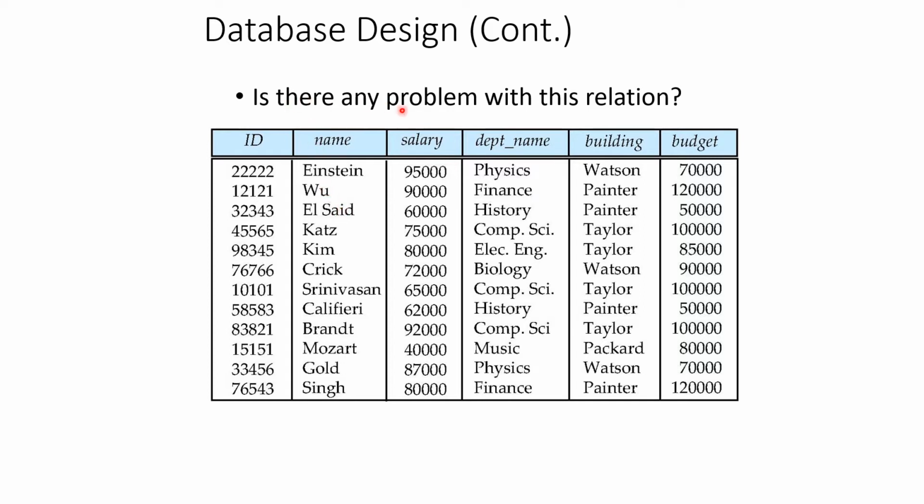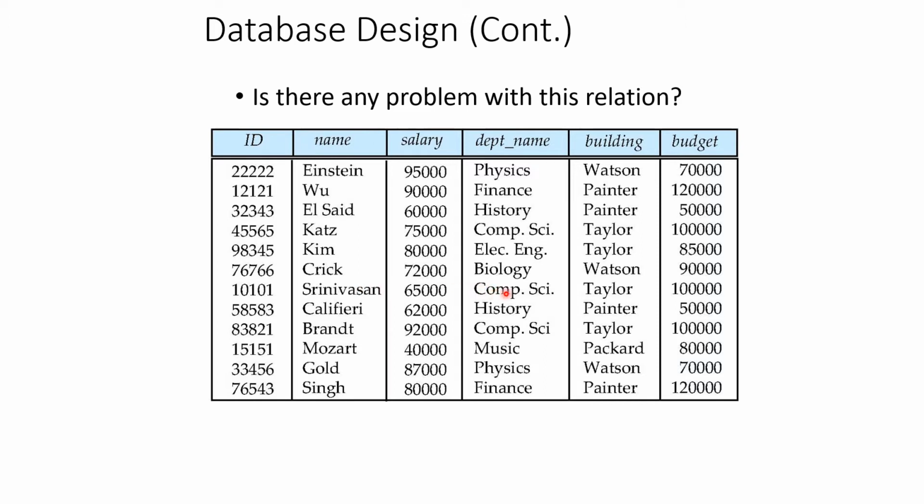Is there any problem with this relation? Can we see here? Okay, I tell you. Suppose I am seeing this name, CADS. Okay, so department name is computer science. Then we see the other name, Brandt. The department name is computer science. I am seeing the other name, Srinivasan. Department name is computer science.